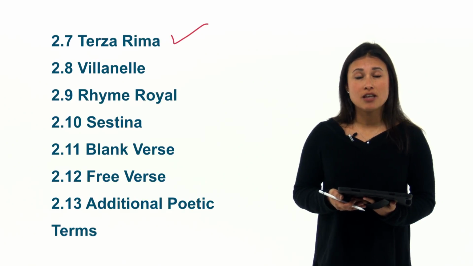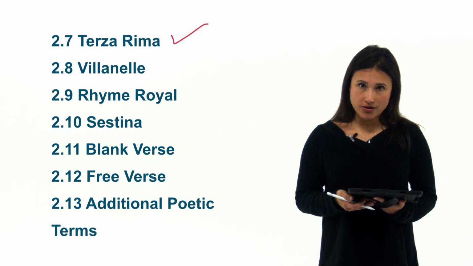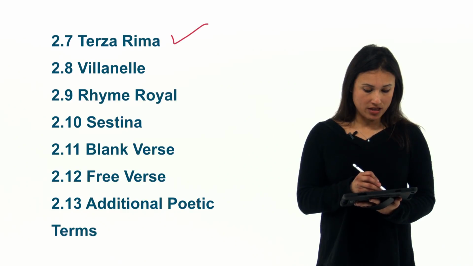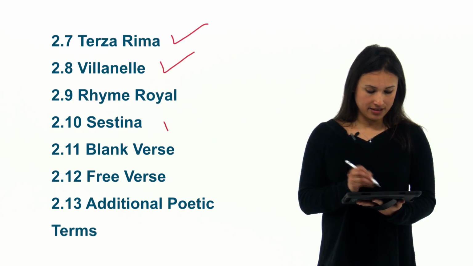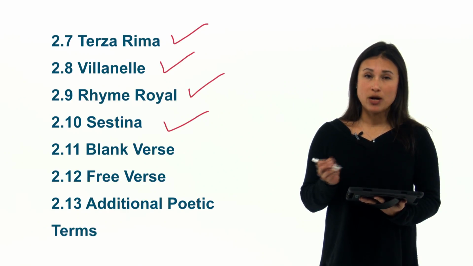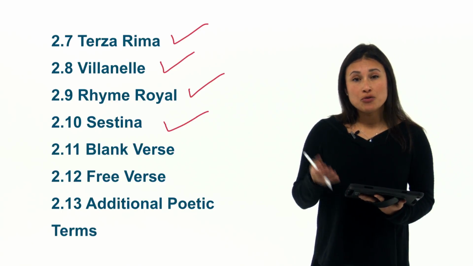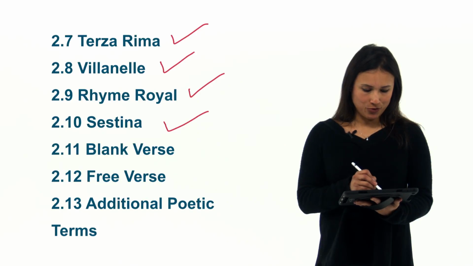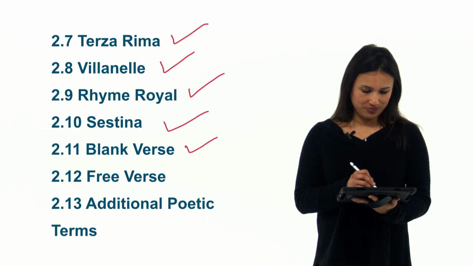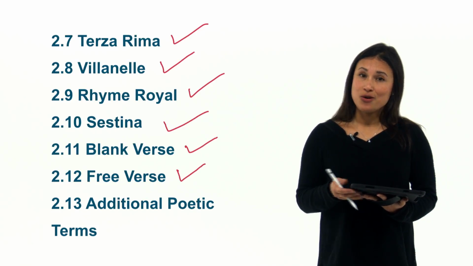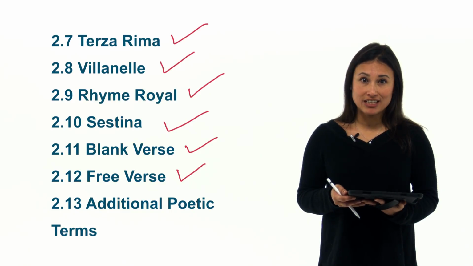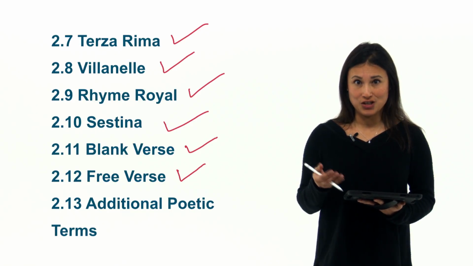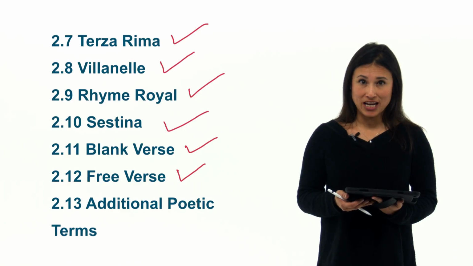Terza rima is another way to create a poem. It's a very specific form, as are villanelles and sestinas. Also, rhyme royal. After those very specific and rigid forms, I'll introduce you to the more open forms of blank verse and free verse. Those, however, do not encompass everything, and in our last unit, we're going to learn the additional poetic terms to understand for the exam.